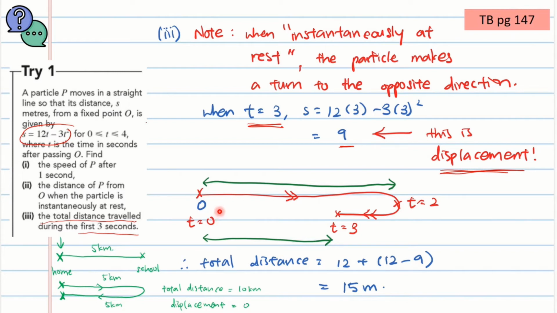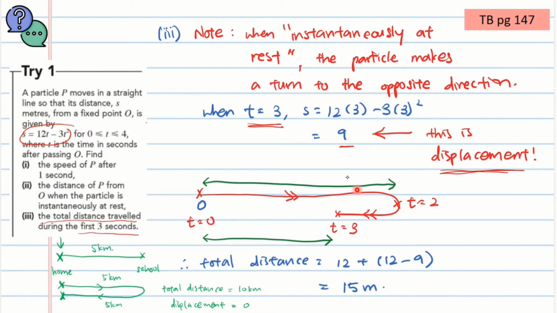So what this means is that my total distance is my travel from O at the start to time equals 2, and also including the distance that I traveled from time equals 2 to time equals 3. So the total distance that I want to calculate is this red line that I have drawn.